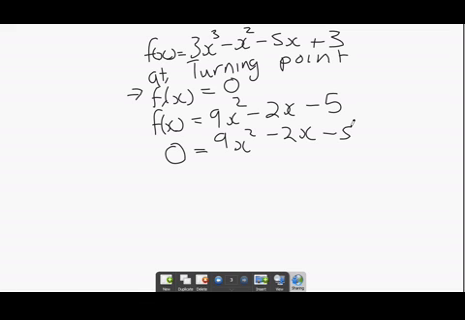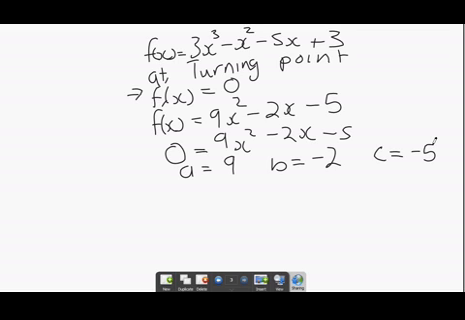In our quadratic formula, we first of all identify a, which is 9, and b, which is the coefficient of x. Remember, a is the coefficient of x squared, and b is the coefficient of x, the number in front of x, and in this case it's minus 2. Don't forget the sign. Then we've got c being equal to minus 5. Most people tend to forget the negatives, especially those which go with the coefficient of x, the constant, or even the coefficient of x squared.